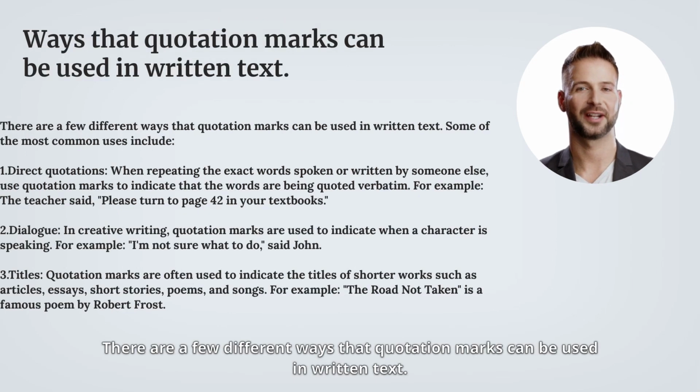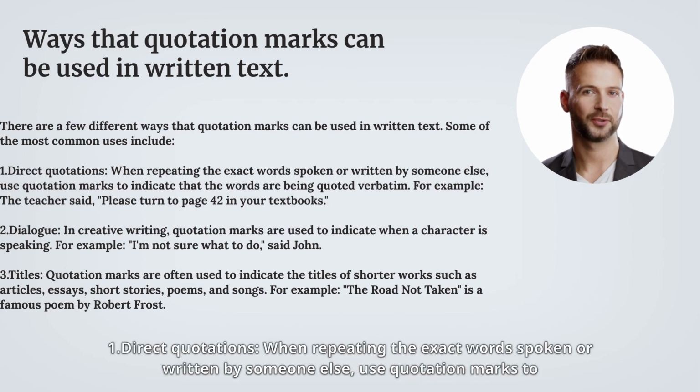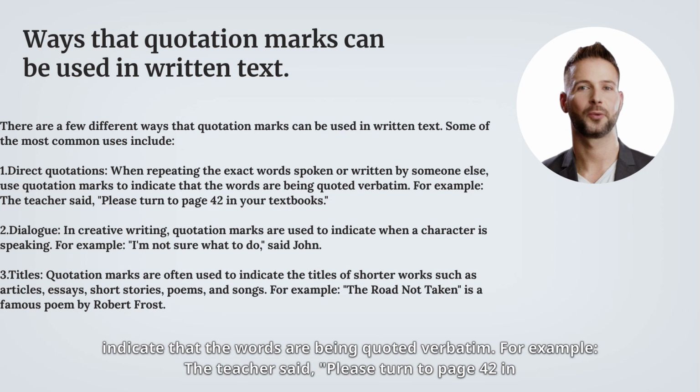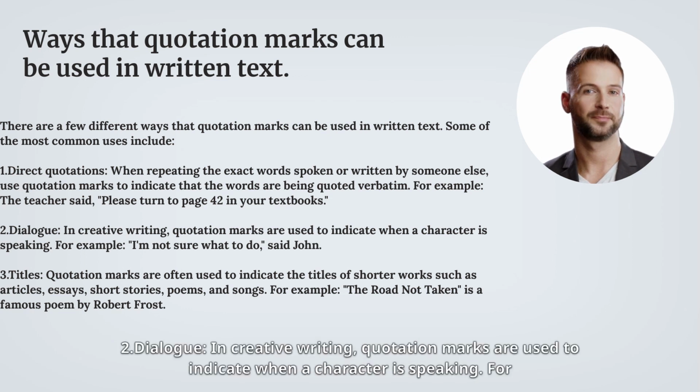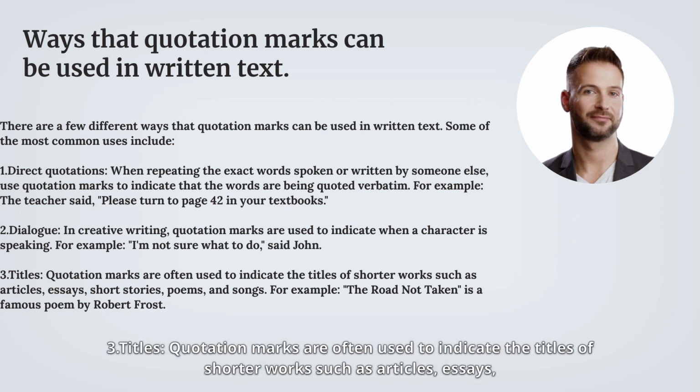There are a few different ways that quotation marks can be used in written text. Some of the most common uses include: 1. Direct quotations. When repeating the exact words spoken or written by someone else, use quotation marks to indicate that the words are being quoted verbatim. For example, the teacher said, "Please turn to page 42 in your textbooks." 2. Dialogue. In creative writing, quotation marks are used to indicate when a character is speaking. For example, "I'm not sure what to do," said John.